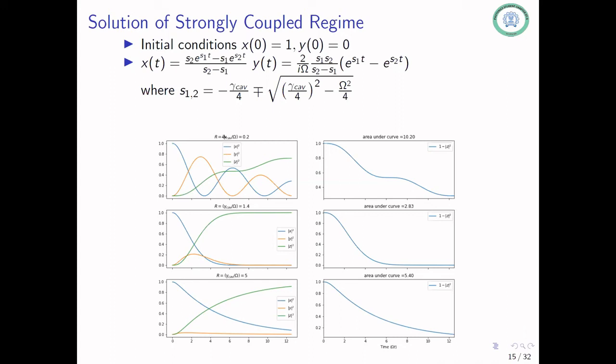This is when you have a very small cavity emission rate. So what's happening is that you're still getting these oscillations in both mod x squared, mod y squared, and mod z squared. Mod z squared is basically the probability of having a photon outside the cavity. So that's slowly increasing.